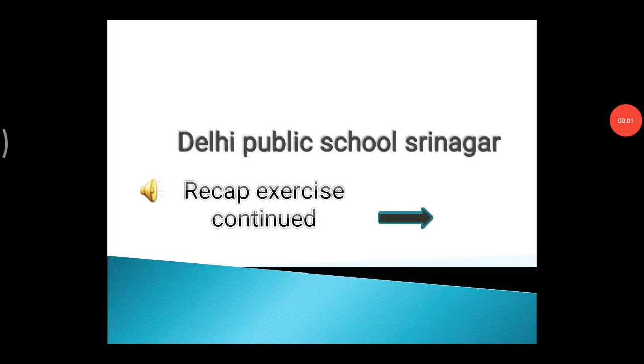Welcome, dear students, this is part 3 of our chapter Quadrilateral. In this topic, we will try to solve some questions from the previous exercise, the recap exercise. Besides that, we will try to learn the types of quadrilaterals and their properties. So let's begin.